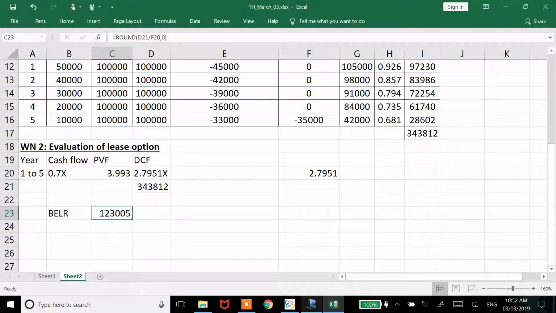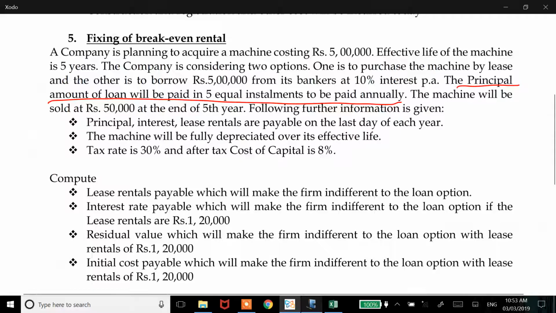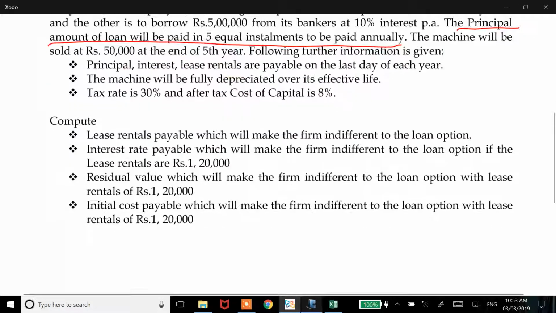Any doubts on this? Can we proceed? Okay, this is a very good problem. It explains everything. Next, part 2.